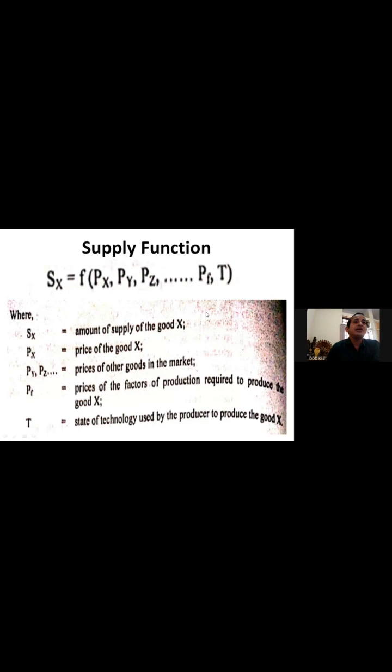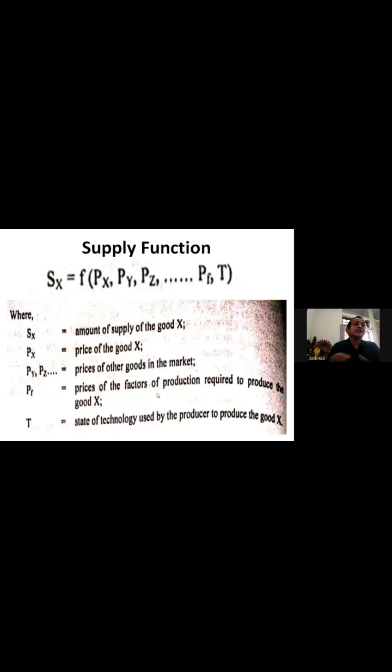Then PF is the price of the factor of production required to produce the good X. Now, there are 4 factors of production: land, labor, capital, and enterprise. To produce the good X, we are assuming any good, and we need to consider what factors are required.